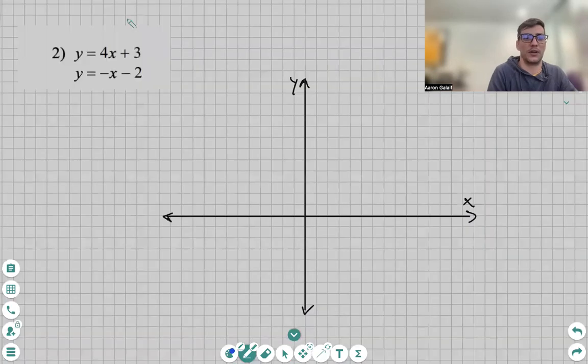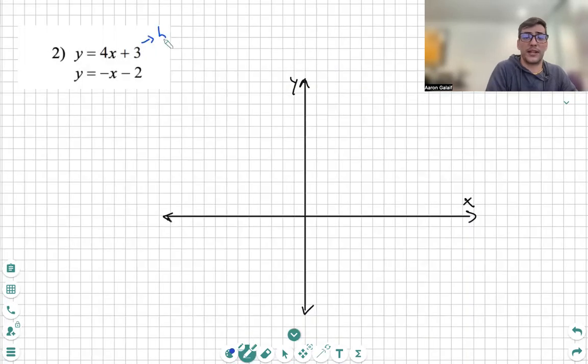Jump into it. Our b in the first equation is 3. Our slope is 4. And remember, when it's just a whole number all on its own, we put it over 1 to get that fraction. Start at that 3, 1, 2, 3 on our y-axis for our y-intercept. And we're going to go up 4, 1, 2, 3, 4 over 1. And then we're going to continue the line on the left side, down 4, 1, 2, 3, 4, left 1.